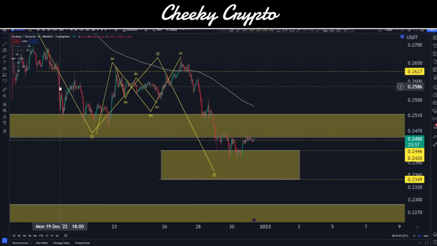Okay, let's make a start. Cardano paired up with USDT on the hourly chart, and Binance is the data source. Now, initially last night, I still thought we had a little bit more room to the downside. I think we may have finally hit bottom here on this fifth wave. So let's walk you through what this looks like.